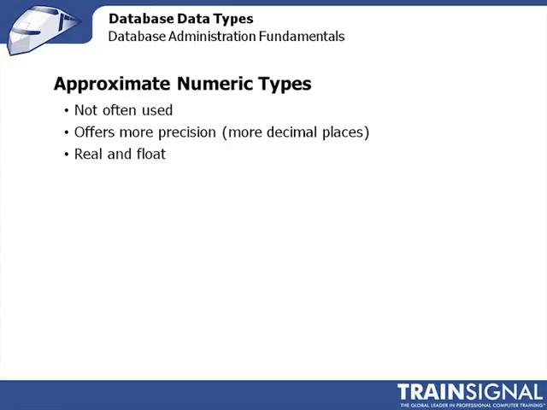There are also approximate numeric types, which are different from exact, and these are used quite a bit less often in databases. They do offer more precision, meaning they give you the ability to have more decimal places, and the 2 types that you'll look at here are real and float. In a lot of business applications, there's no need for 12 decimal place precision, although in some databases, especially if you're working with scientific or engineering data, you might really need that precision, and that's why SQL Server provides these approximate numeric types.